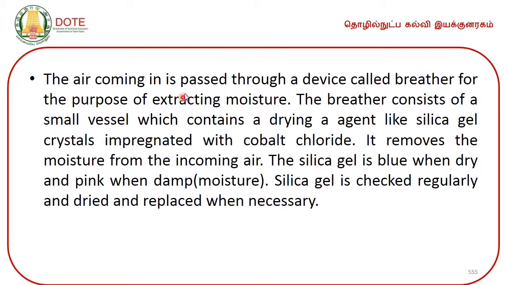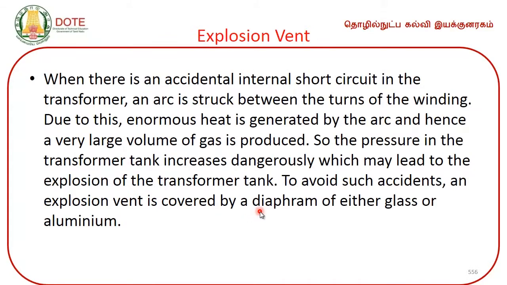The air coming in is passed through a device called breather for the purpose of extracting moisture. The breather consists of a small vessel which contains a drying agent like silica gel crystals impregnated with cobalt chloride. It removes the moisture from the incoming air. The silica gel is blue when dry and becomes pink when damp, that is moistured. Silica gel is checked regularly and dried up and replaced when necessary.